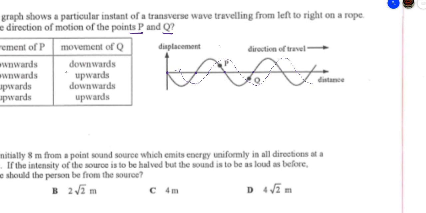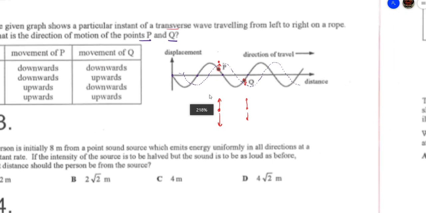Now let's take what happened to P. Now P, what happened? So P has gone up now, because look, initially P was down, P was here, and then now the wave has gone up. Now Q was here, and what happened? It went down. So you can clearly see that as the wave's moving, the particles only oscillate up and down, because this is a transverse wave.